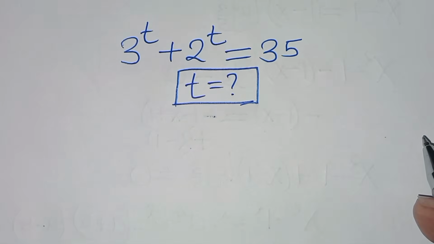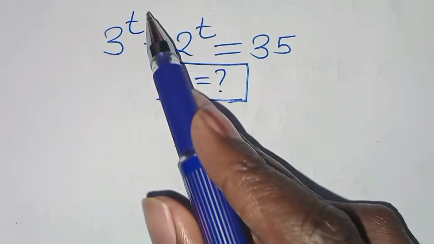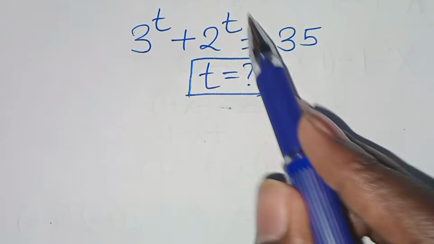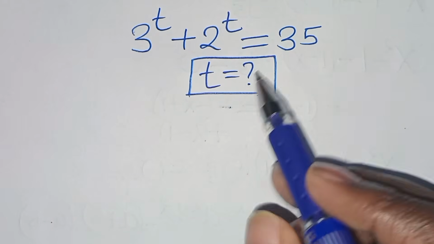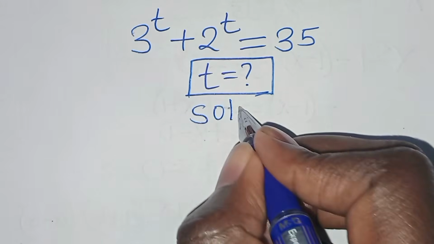Hello everyone, you are welcome to solve this nice algebra problem, which is 3 to the power of t plus 2 to the power of t. This is equal to 35. So what is the value of t? Let's provide a solution from here.